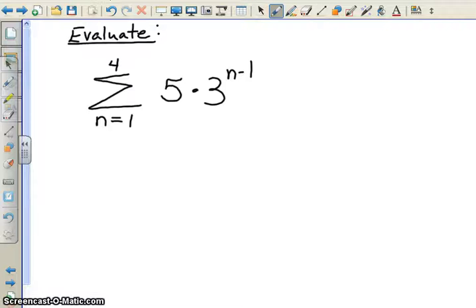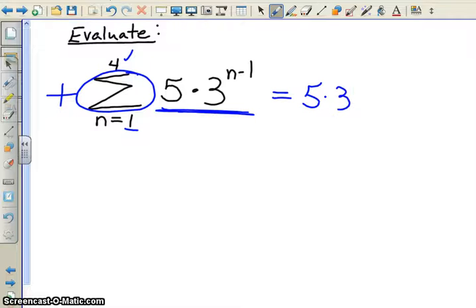We'll begin our review of sequences and series with some summation notation, or our capital sigma symbol. Now remember, this means we want to add together, we want to find the total of the first four terms in this sequence of 5 times 3 to the n minus 1. So this means that we need to plug in n being 1, n being 2, n being 3, n being 4. So I'm going to plug those in here.